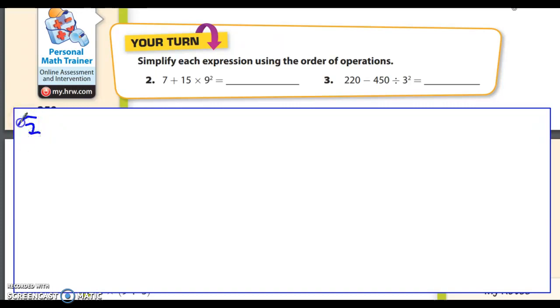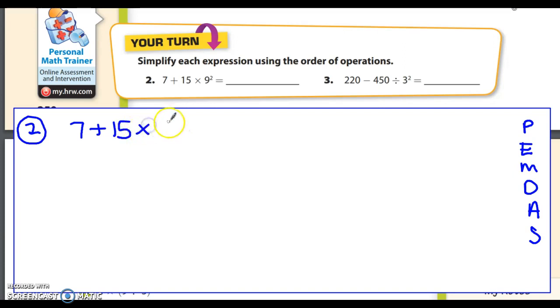All right, number 2. Off to the right here, I'm going to put my PEMDAS. And I've got 7 plus 15. Plus is near the bottom of PEMDAS. I've got times 9 squared. I'm going to do 9 squared first because here are the 3 operations I've got. I've got add, times, and exponent. So I've got exponent, multiply, and add. Exponent goes first. So I'm going to do 9 squared. 9 squared is 81. I've got times 15, and I've got plus 7.